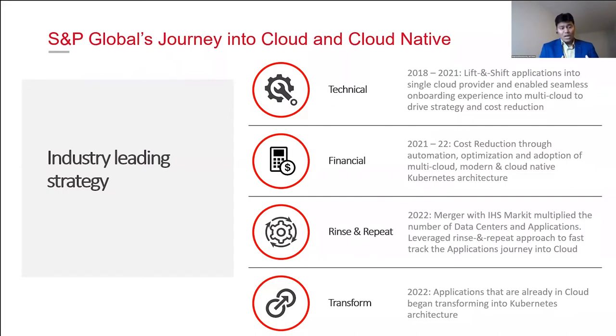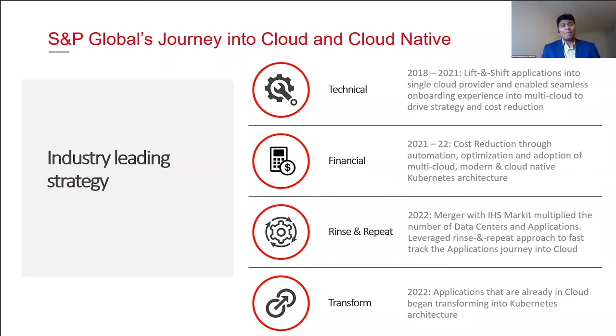And because the cloud has advanced from 2017 and 2018 to 2022, the team has gotten a good opportunity to also look at whether some of the applications can go into the Kubernetes world right up front, instead of moving into the cloud first, then moving into the multi-cloud, and then moving into Kubernetes. So the experience, the technology advancement, and the rinse and repeat approach give us an opportunity to look at various possibilities of fast-tracking our remaining application journey into the cloud.